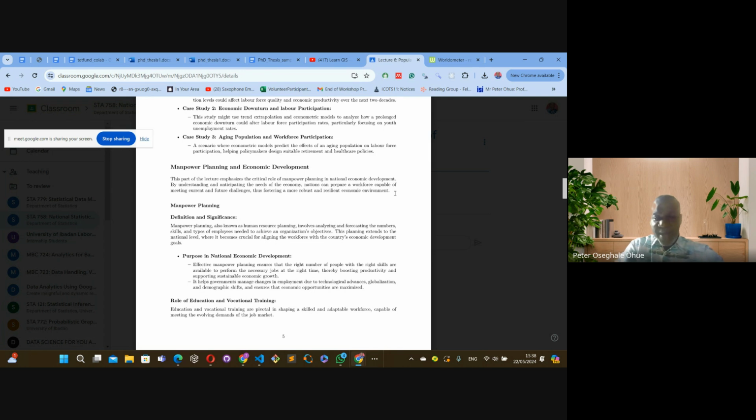Okay, so manpower planning, definition and significance. Let's look at the definition and look at the significance. Manpower planning, you have to study these materials well for the purpose of the exam, but you also have to study them well for the purpose of implementation.